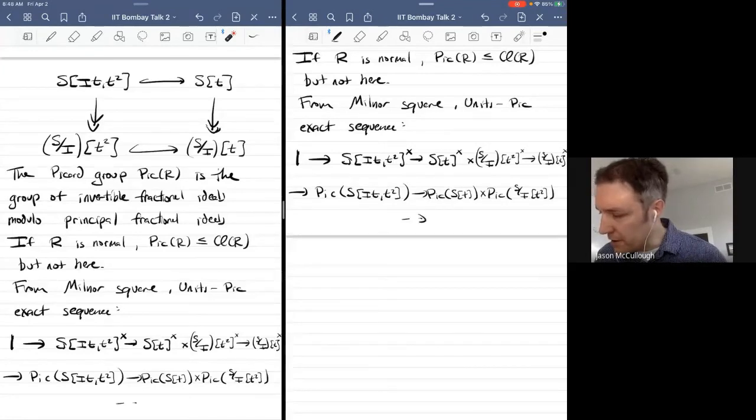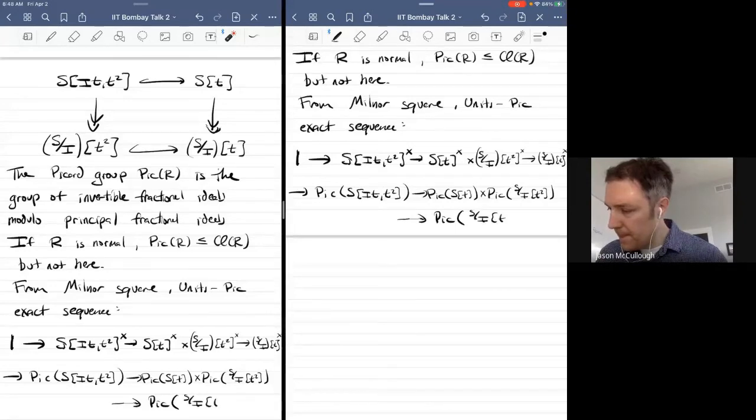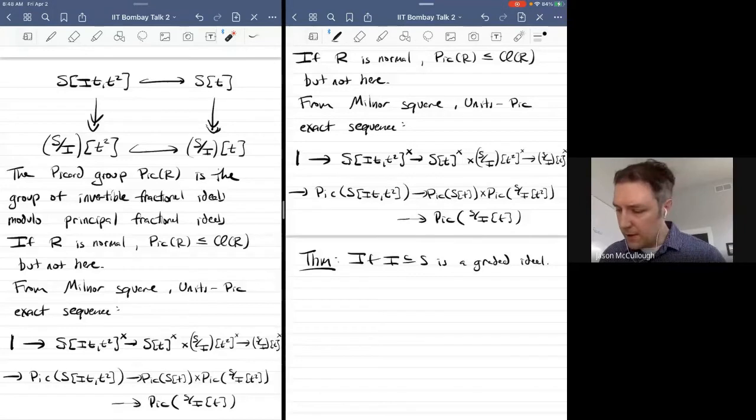I'll have to go to a third line here. And so it's not so hard to analyze this exact sequence, at least in some reasonable settings. And so what we were able to prove is that if I is any graded ideal, then maybe not so surprisingly, because the normalization is so nice, the Picard group is trivial.